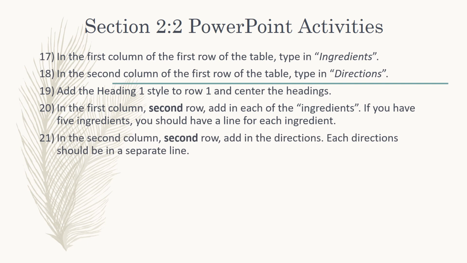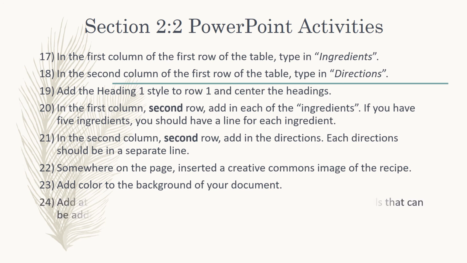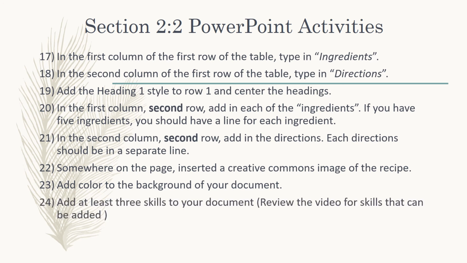In the second column, second row, add in the directions. Each direction should be given a separate line. Somewhere on the page, insert a Creative Commons image of the recipe. Add color to the background of your document. Add at least 3 skills to your document. If you don't remember what the skills are, review the video for the skills that can be added to this document.